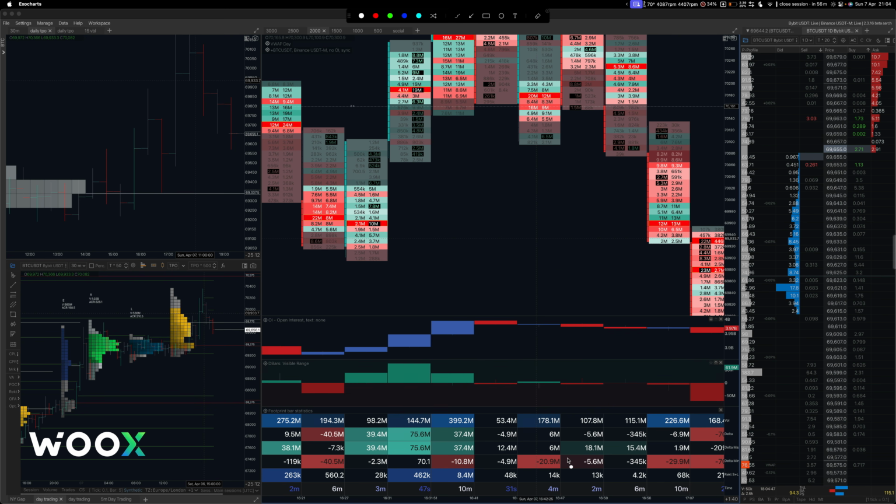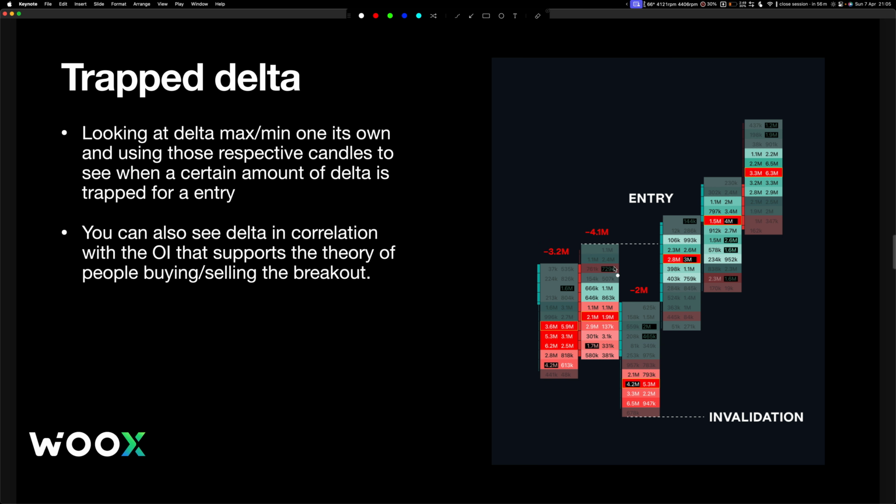When you're looking at trap delta, I'm really focusing on the most amount of delta sold into a candle, or the most amount of people buying into a candle. So I'm looking at delta max and minimum, and using this diagram here, you could be using a certain amount of trap delta, and this is disregarding open interest, delta max minimum, to decipher where you want to be entering in regards to people aggressively selling.